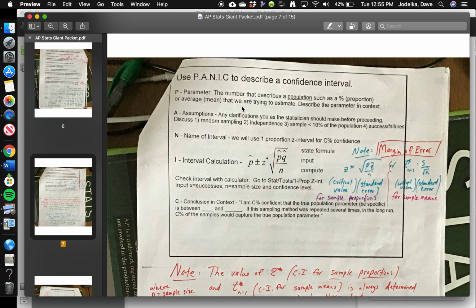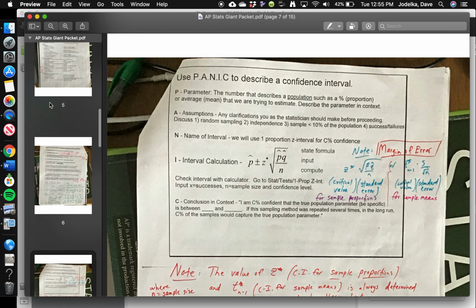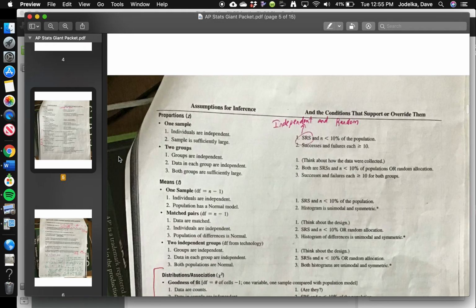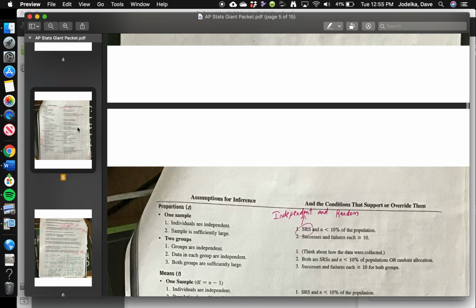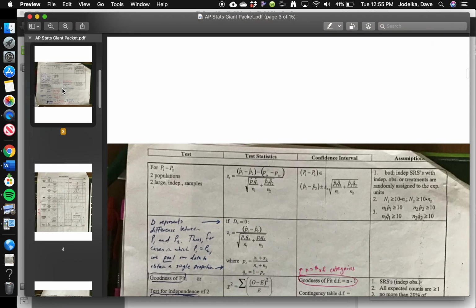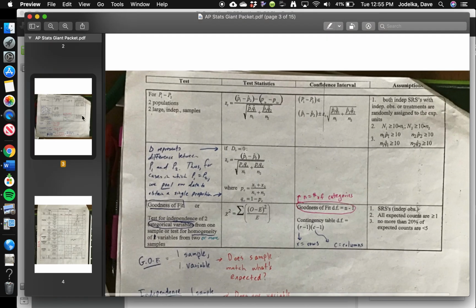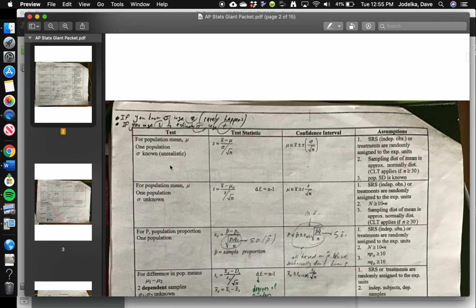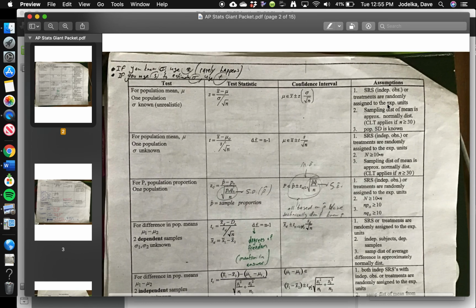Again, assumptions and conditions, they're relatively the same. If it's proportions, that's where you're talking about, is it independent and random? Is it a sample that's less than 10% of the population? Are there at least 10 successes or 10 failures? If you were doing a confidence interval for a mean, oh, pardon me, trying to get back up to here, you can see here that confidence interval for a mean, same idea.